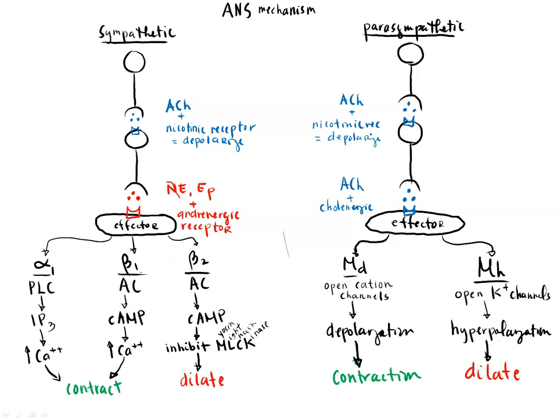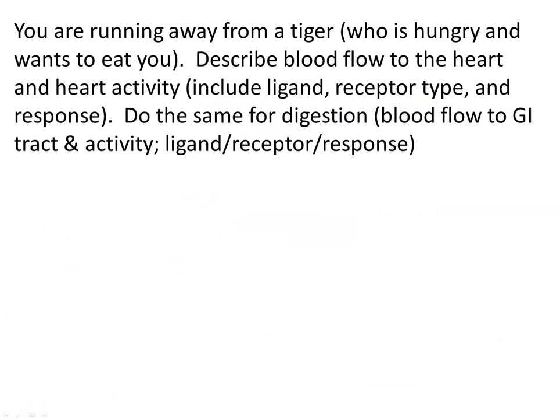All right. So we're going to wrap up this lecturette by giving you two practice problems. So this first one is you're running away from a tiger. So I want you to describe blood flow to the heart and heart activity. And I want you to do so by tracing the autonomic nervous system pathway, include ligand, receptor type and response, and do the same for digestion, okay? Because what's happening right now when you're running away from the tiger.